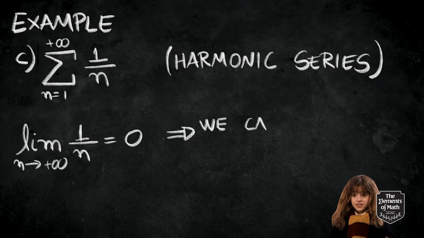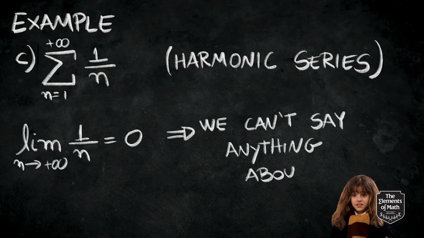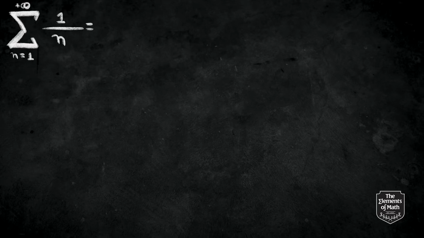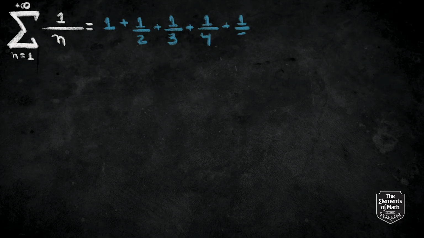And since the limit is 0, we can't say anything about it. Wow, okay, I have prepared here 2 different ways to show you how to compute this series. Okay, let's check the first way. We can write down the first couple of terms. And let's assume the series is going to be L, a finite number L.